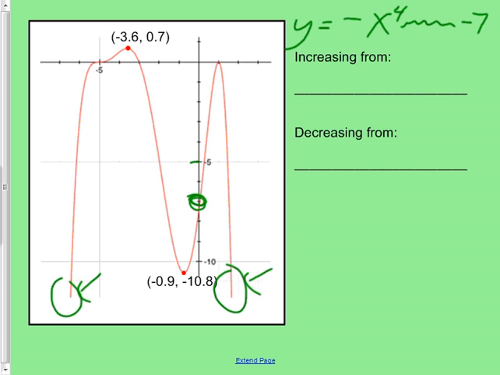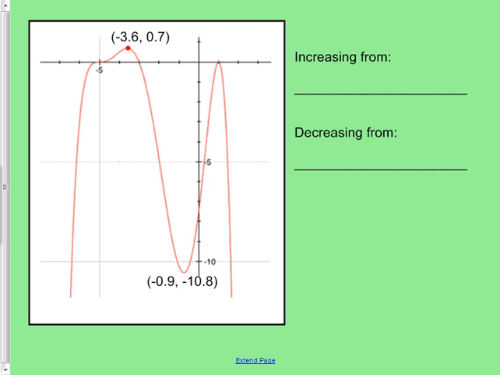All right. But one of the important things that we're going to be doing is telling increasing and decreasing. In the United States, we always read from left to right. So if I look at any little part of this graph, as I read from left to right, do you get that this part right here is going up as I read from left to right? So that part is increasing.